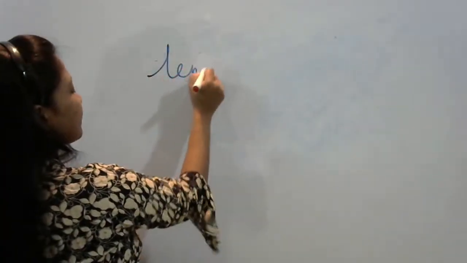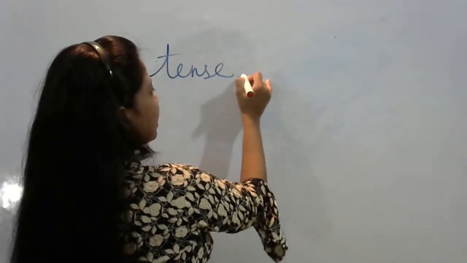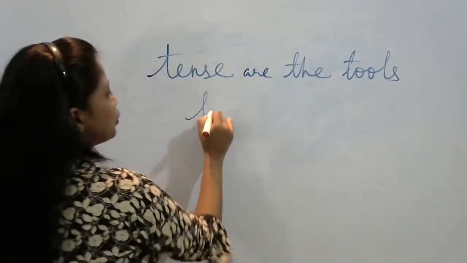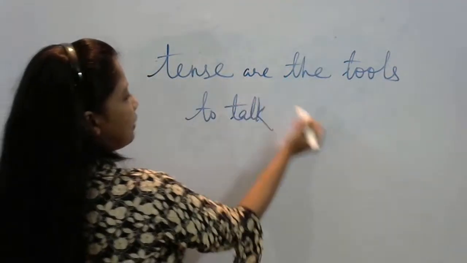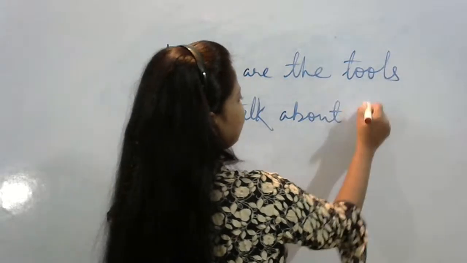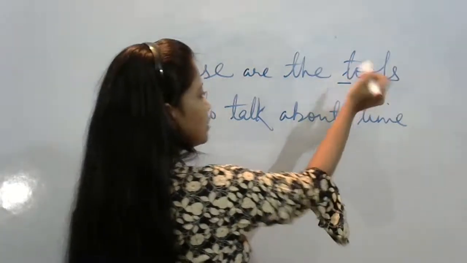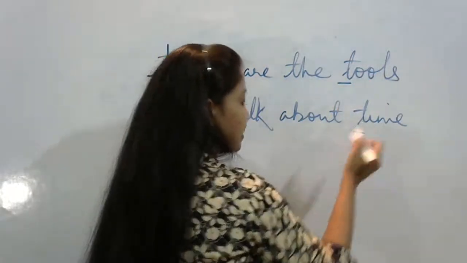We have heard a lot about tenses. We often get questions. हम लोग बहुत questions face करते हैं. जब English बोलते हैं तब भी हमको tense चाहिए होता है. So what is all about tense? Tense is, I can simply say, tense are the tools to talk about time. So you can remember T: tense are the tools to talk about time.